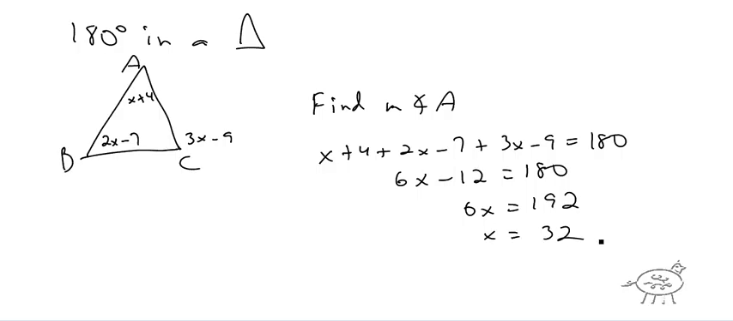Again, don't put 32 down there. I'm looking for the measure of angle A. So the measure of angle A is 32 plus 4, which is 36 degrees. And again, don't forget to put your degree symbol in there. That's really as a unit. All right.